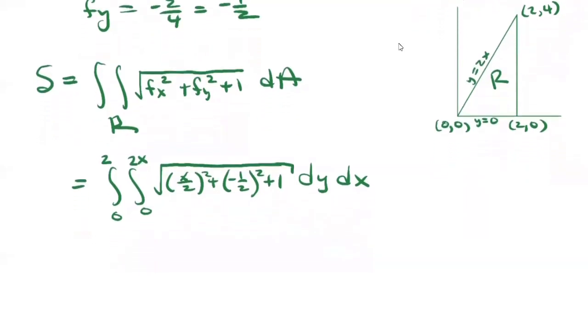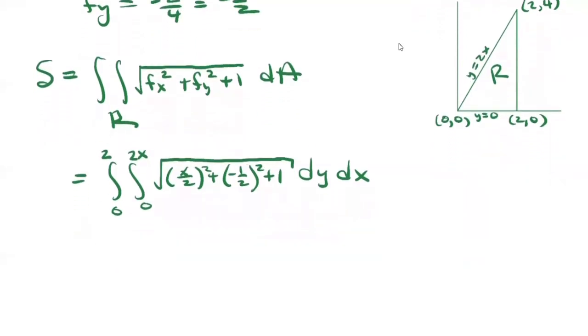It looks like a hard integral, but it turns out nicely. You'll see. Any questions? Okay, so integral 0 to 2, integral 0 to 2x. We got the square root of x squared over 4 plus a fourth plus 1 is plus 5/4.